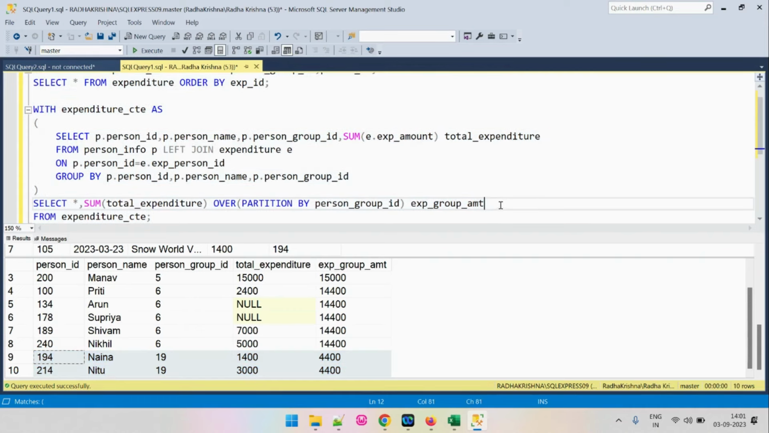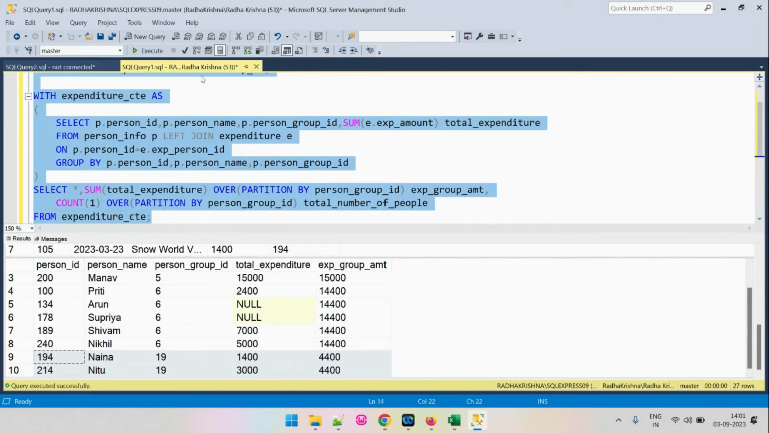Okay. So for that, now we have got the total amount. We will find out how many people are there, and then we can just divide this amount by that many people to get the amount that each individual has to pay. So for that, again, we will use the window function of count, and we will use the same grouping. So we have to do the partition by person group ID. If you do this partition, we will get the total number of people in the group.